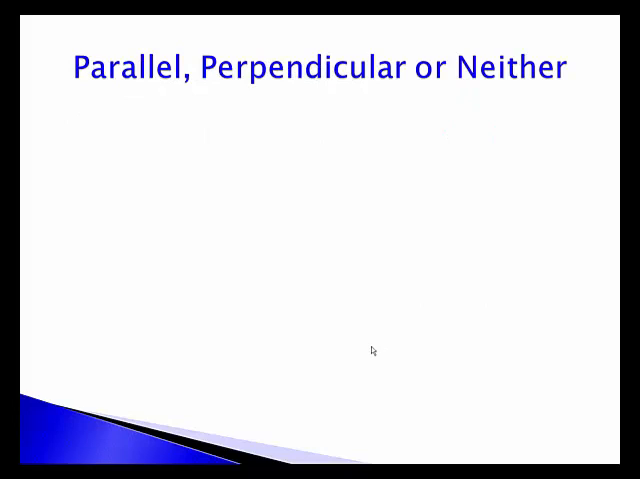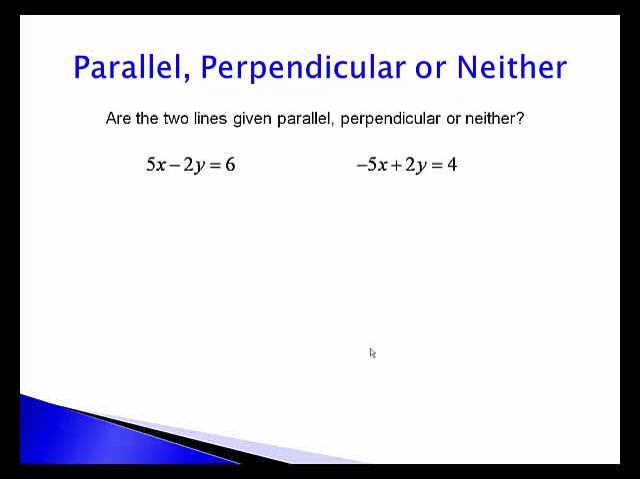Next, I'm going to give you a problem where I ask you to identify if two lines are parallel, perpendicular, or neither. And here are your two lines. Now before we actually start calculating anything, I want to ask you just to look at these lines and form an opinion. Are they going to be parallel, perpendicular, or neither? If they're parallel, their slopes will be the same. If they're perpendicular, their slopes will be negative reciprocals. And if it's anything other than that, they are neither.